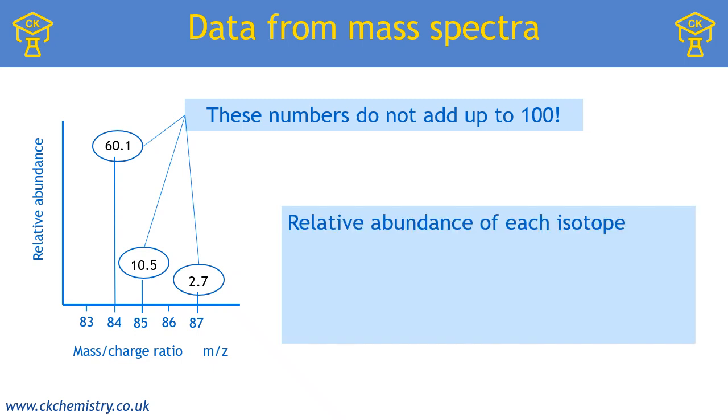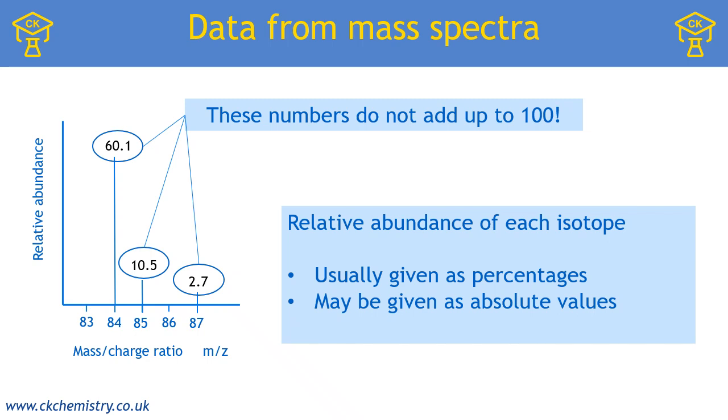In this situation, they're usually given as percentages, but they may be given as absolute values, and you may have to measure them off the spectrum. So it's just the height of the peak. If you need to do that, just make sure that you use a ruler to get the relative numbers. It doesn't matter whether you use millimeters or whatever to measure it, because as long as you use the same unit each time, it's the relative numbers.